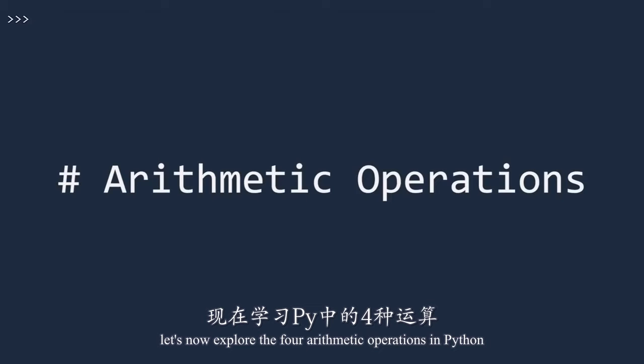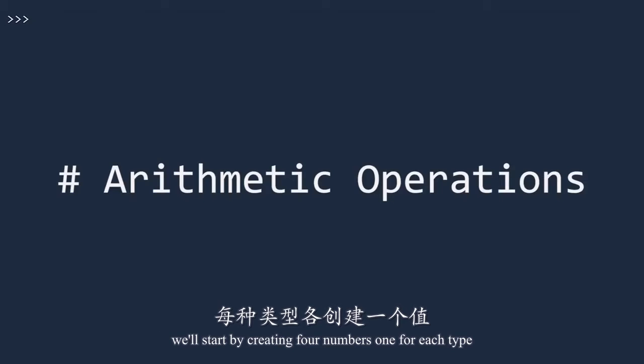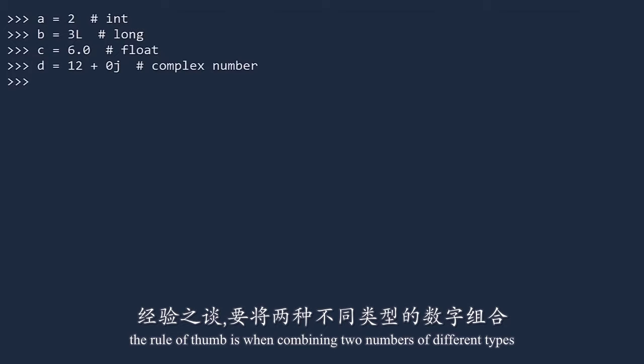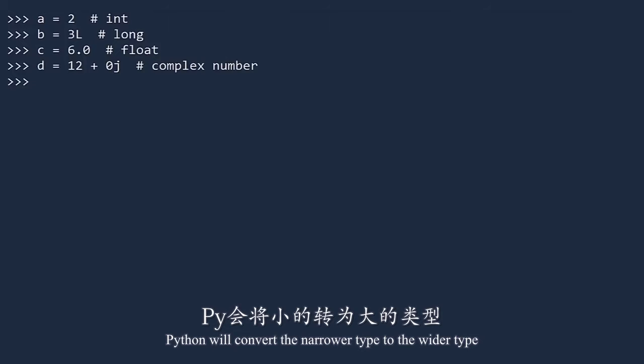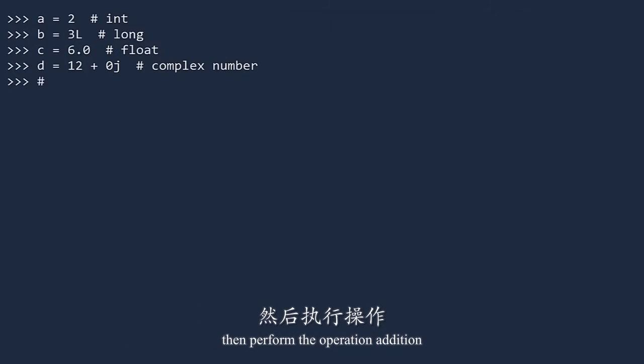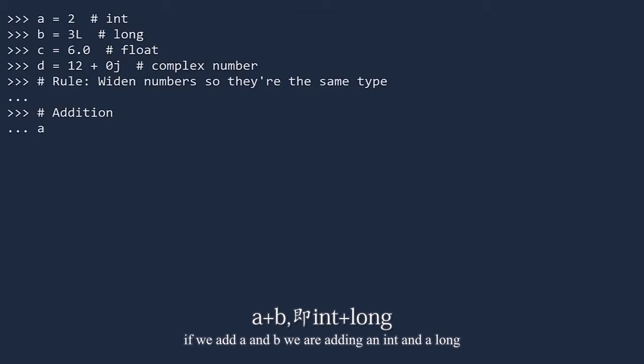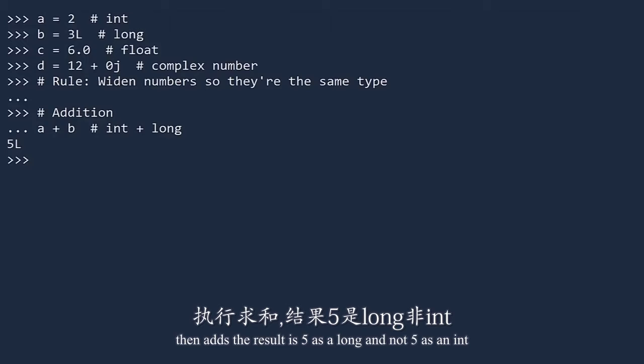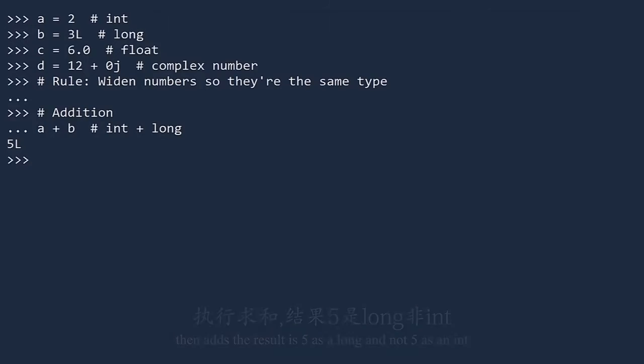Let's now explore the 4 arithmetic operations in Python. We'll start by creating 4 numbers, 1 for each type. A is an int. B is a long. C is a float. And D is a complex number. The rule of thumb is when combining 2 numbers of different types, Python will convert the narrower type to the wider type, then perform the operation. Addition. If we add A and B, we are adding an int and a long. Longs are wider than ints, so Python converts A to a long, then adds. The result is 5 as a long and not 5 as an int.